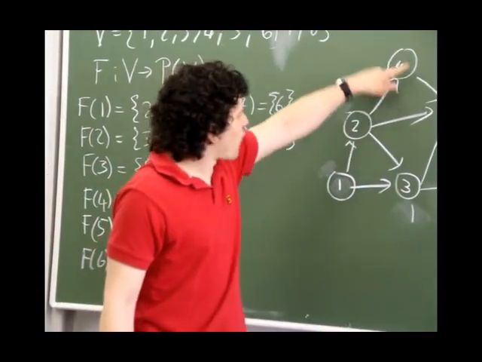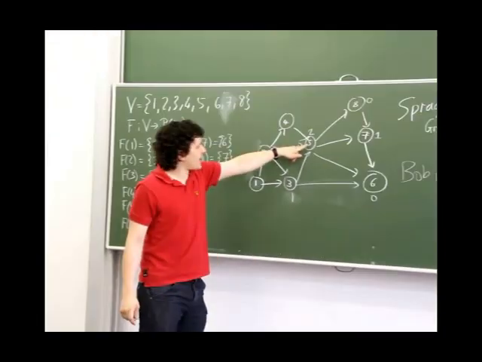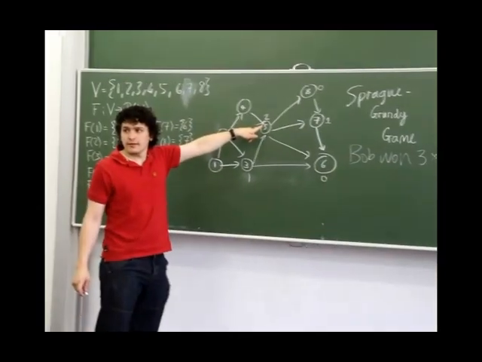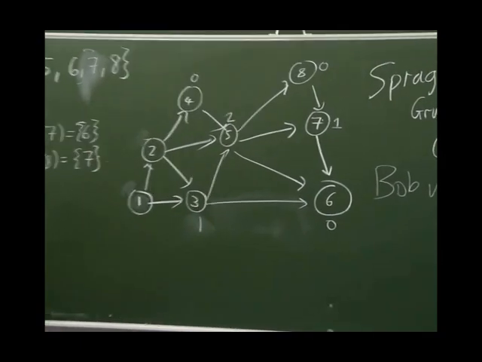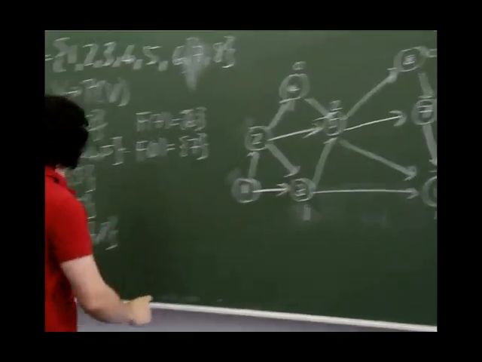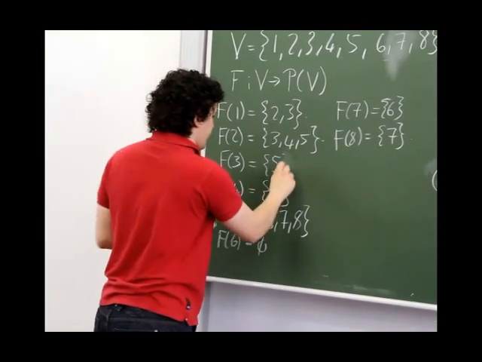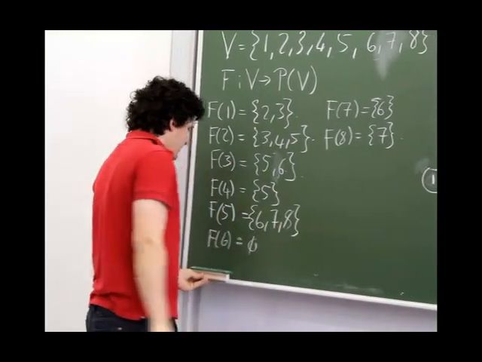Now, 4 has only one neighbor, and that is 5. So 4 can put 0. If I've drawn that line, by the way, then 3 also has to have a 6 in it. Okay.